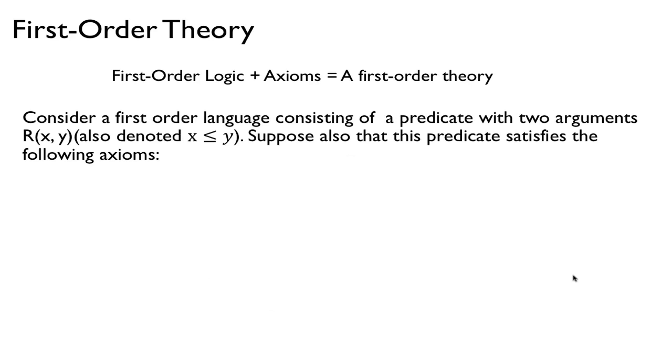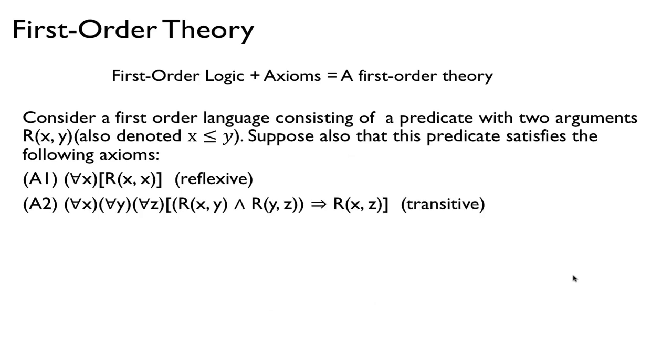Okay, so let's consider the first-order language consisting of a predicate with two arguments. This is just a relation of two arguments x, y, and this relation is essentially the less than or equal to relation. Suppose also that this predicate satisfies the following axioms. For all x, R(x,x), so this is reflexive. For all x, for all y, for all z, R(x,y) and R(y,z) implies R(x,z). So this is the transitive property of this relation. If, for example, x is less than or equal to y and y is less than or equal to z, then certainly x is less than or equal to z.